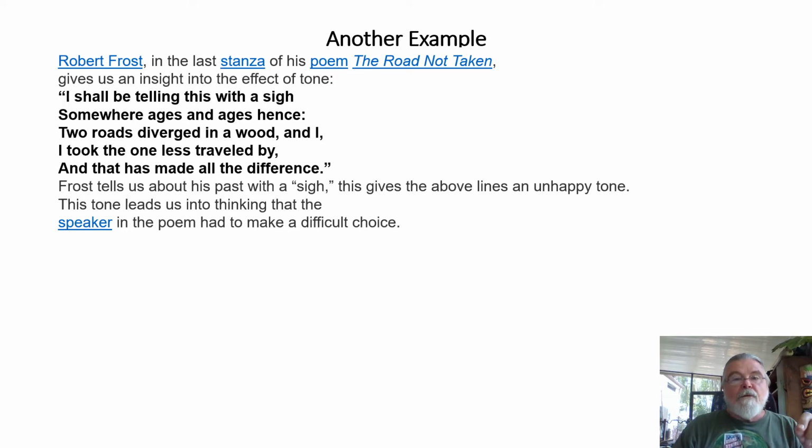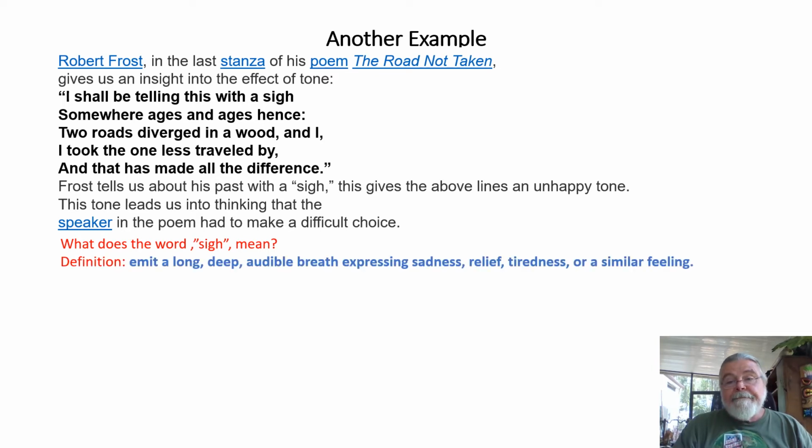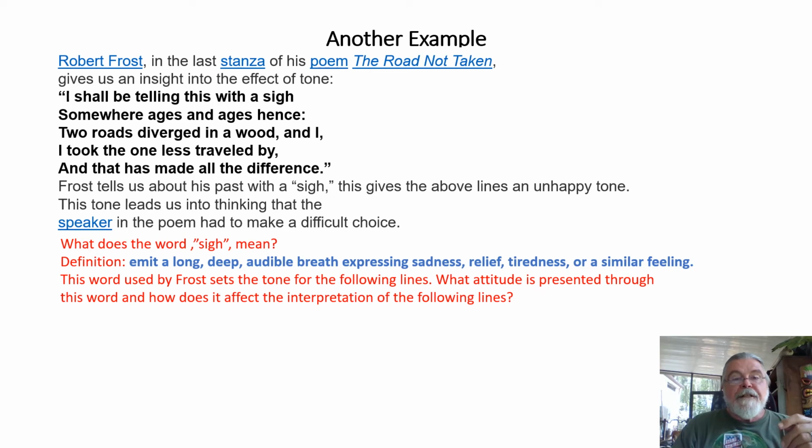That first word tone sets the ideas on how the reader is going to perceive it, the mood for the rest of the poem. So what does the word sigh mean? It's good to have a good vocabulary or to look it up. Emit a long, deep, audible breath expressing sadness, relief, tiredness, or a similar feeling. So by the definition of the word sigh, that lets me know that the diction of that word, the tone of that word, sets the mood for the rest of the stanza. The word used by Frost sets the tone for the following lines. What attitude is presented through this word, and how does it affect the interpretation of the following lines?